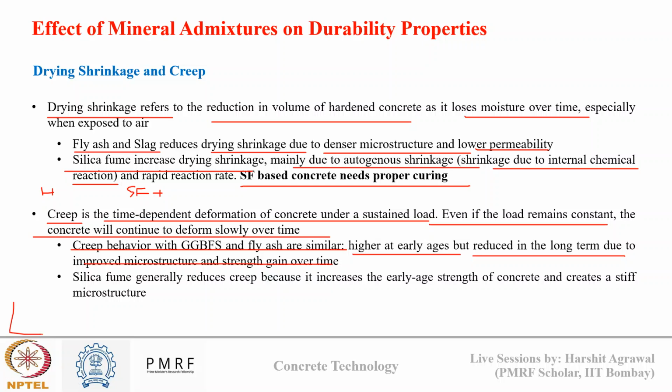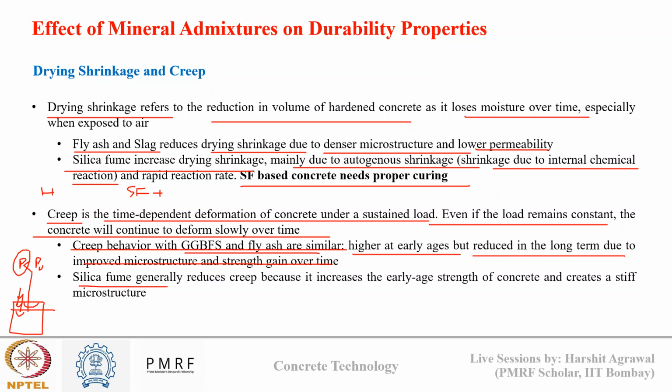So what happens in creep? We have a concrete column and it is continuously subjected to a load P, which is lower than the ultimate load of concrete. And due to this continuous load over concrete, it will undergo certain deflection over time. And this deflection is known as creep effect. Now, in GGBFS and fly ash added concrete, initial strength of concrete is lower, so this creep effect can be higher. However, over time, as these concretes gain strength, they will reduce the creep effect in concrete, and that is what was written in this point.